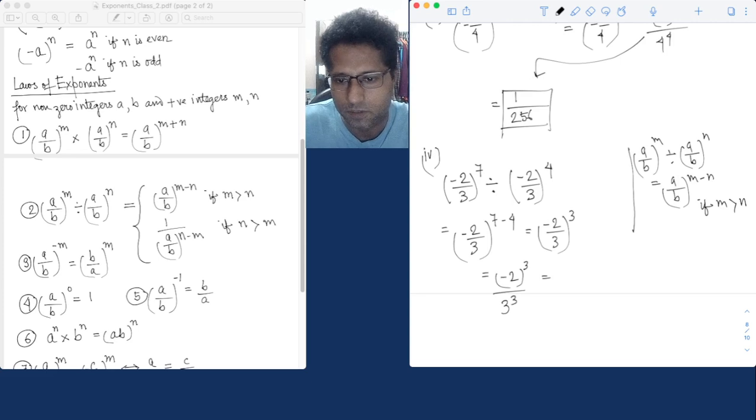This is minus 2 raised to the power 3. We see that the base minus 2 is negative and the power is odd. So this will be negative of 2 to the power 3, and this is 3 to the power 3. So this is minus 8 by 27. This is the answer.